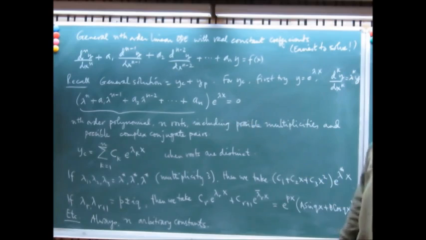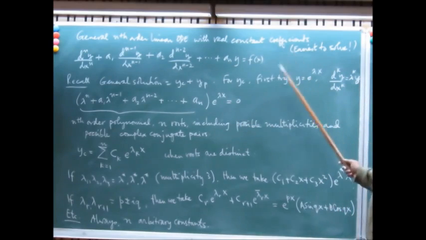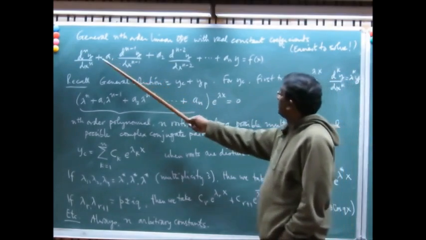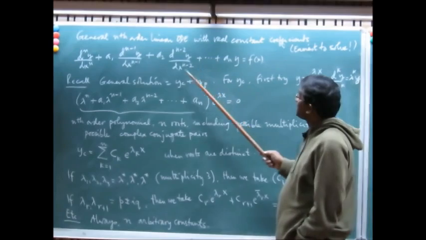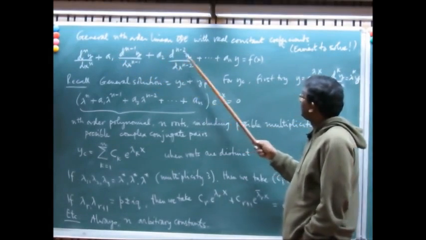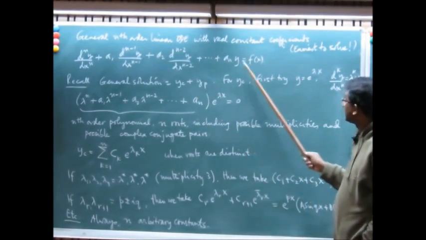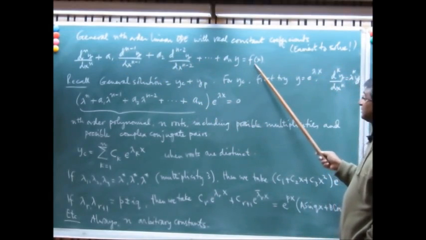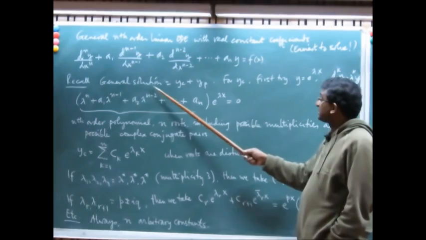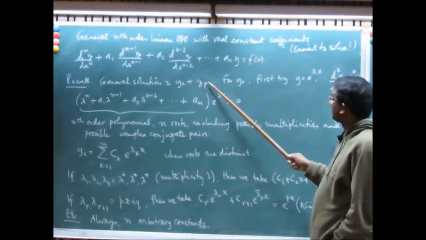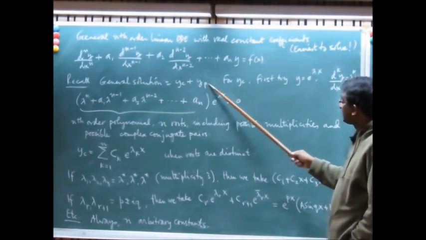These are easiest to solve, and that is why in your engineering courses there will be many of them. Here's the equation. This is similar to what we studied before, except a1, a2 and so on are not functions of x. The f of x remains a function of x. Recall that the general solution is a complementary solution plus a particular solution.